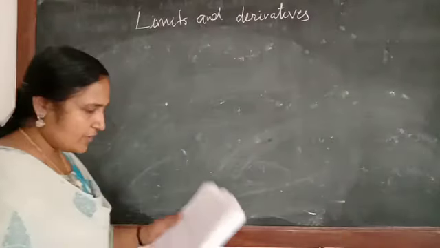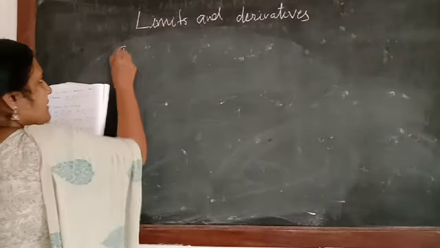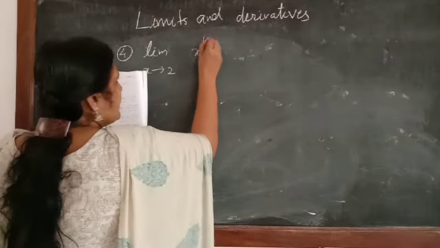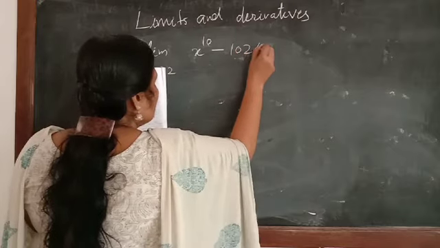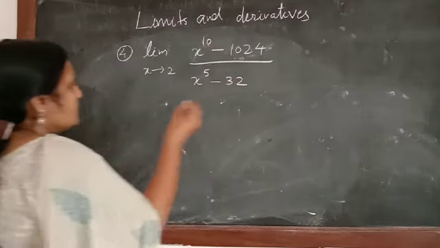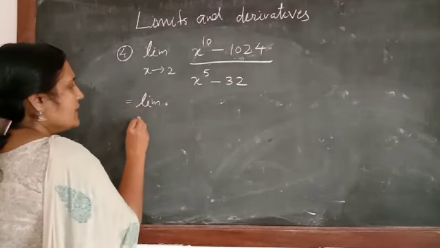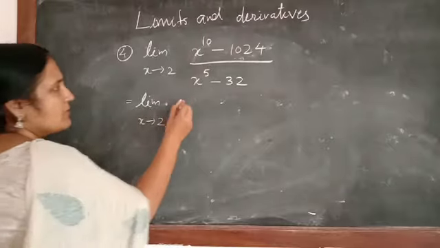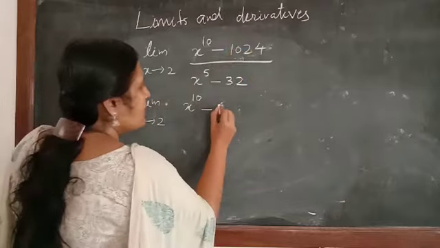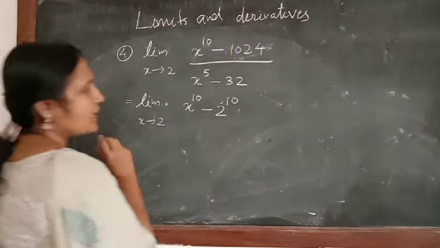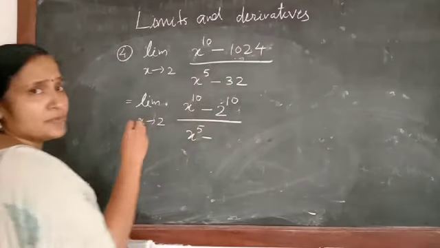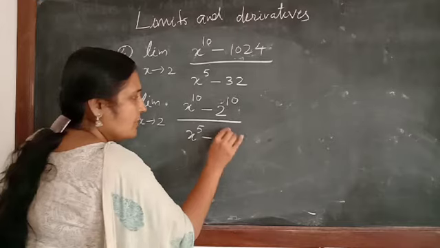In question number 4 it is written, evaluate limit x tends to 2, x raised to 10 minus 1024 by x raised to 5 minus 32. So first what we can do, we can express in terms of power there. It will be equal to x raised to 10 minus, as in the previous one also we wrote there, 1024 is 2 raised to 10, by x raised to 5 minus 32 can be written as 2 raised to 5.